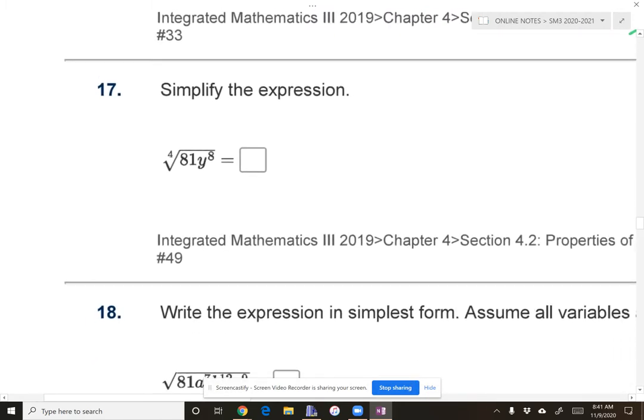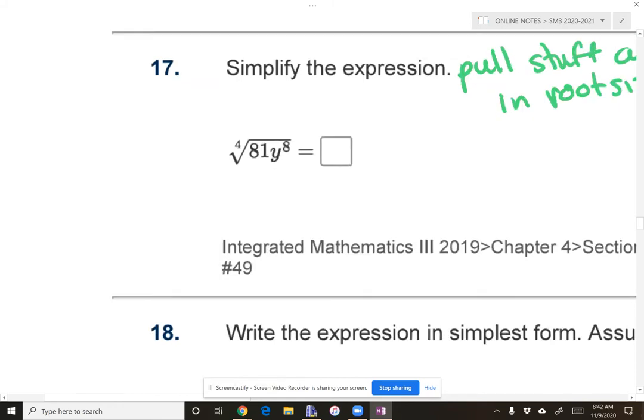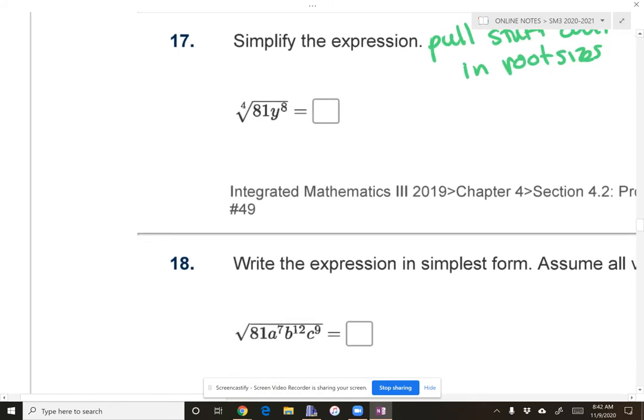Simplify the expression. That means we're going to pull things out. Pull stuff out. Okay, and we pull stuff out in root sizes. So right now, 81, I'm looking for groups of 4. So 81 is 9 times 9, which is 3 times 3 times 3 times 3. These can come out all together. There's no number left on the inside, so I'm going to write that. 3 on the outside. Then y to the 8th.